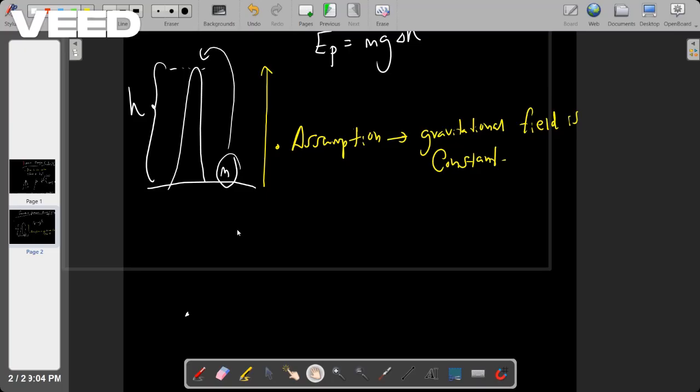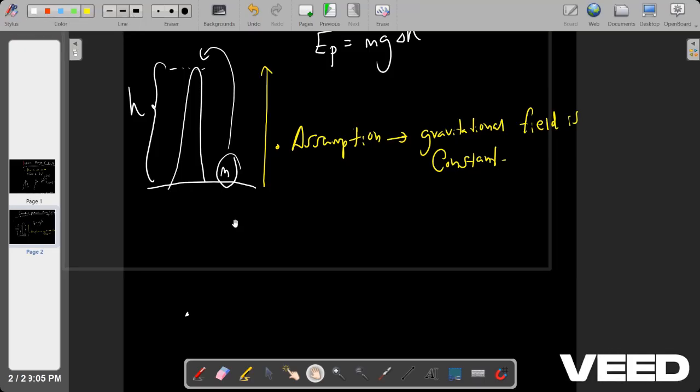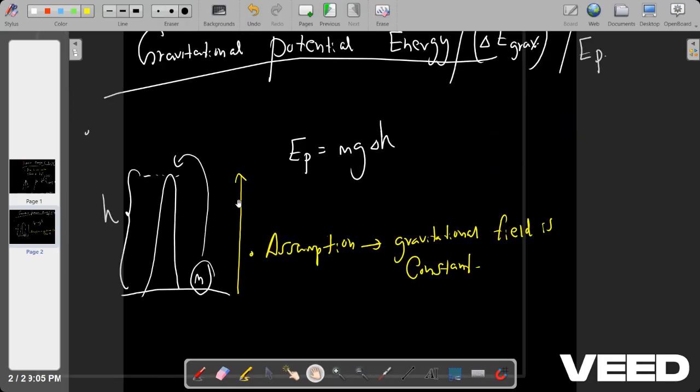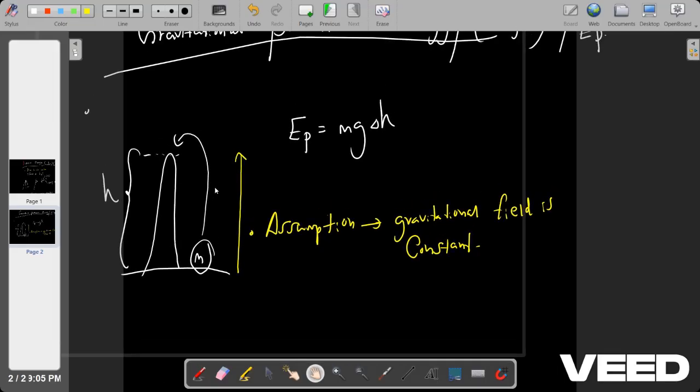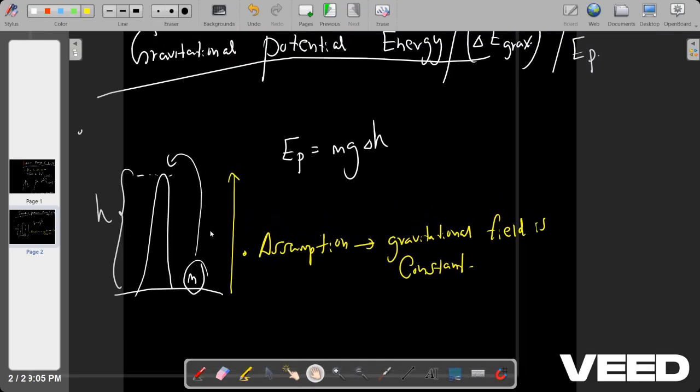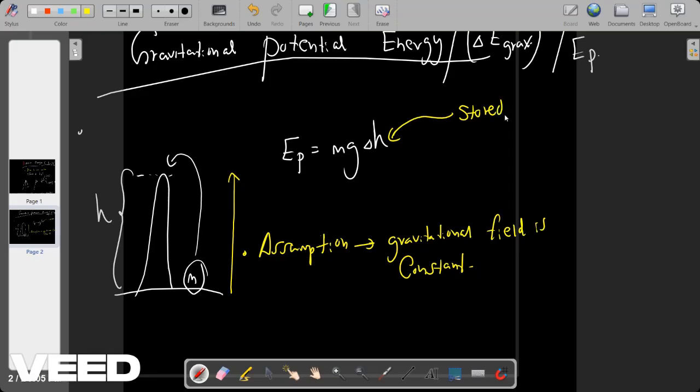Let's continue from here. And also, this increase in potential energy can also be named as what? Stored potential energy.